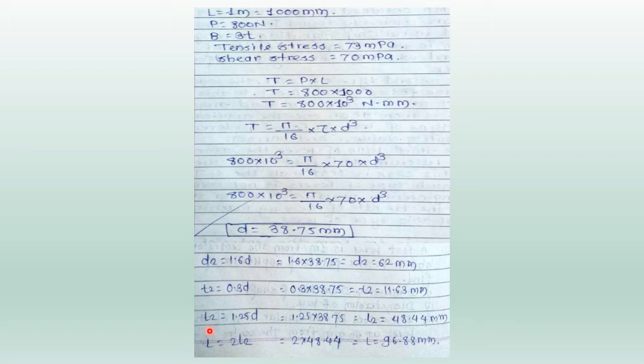Then by using the third empirical relation, that is L2 equal to 1.25 times D, put down the value of D, you will get L2 equal to 48.44 mm. Then in the fourth empirical relation, you may take capital L equal to 2 times L2. So just double this value, you will get 96.88 mm as a capital L.